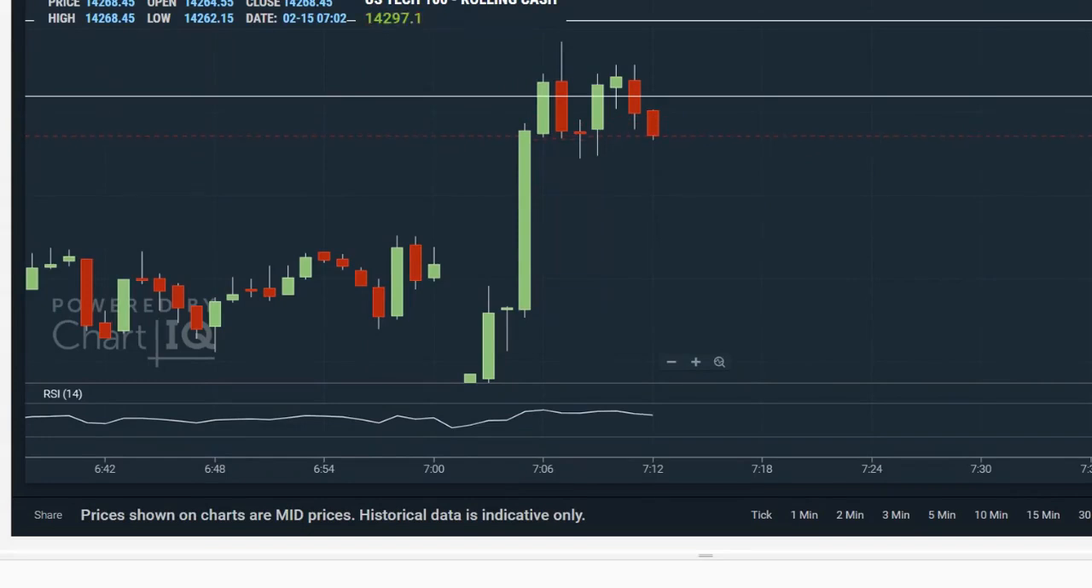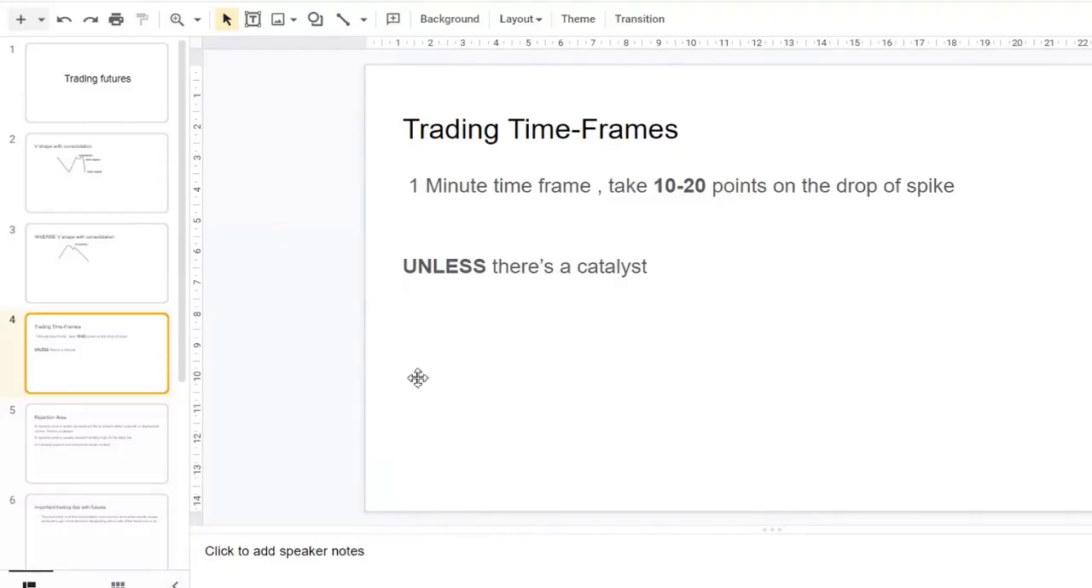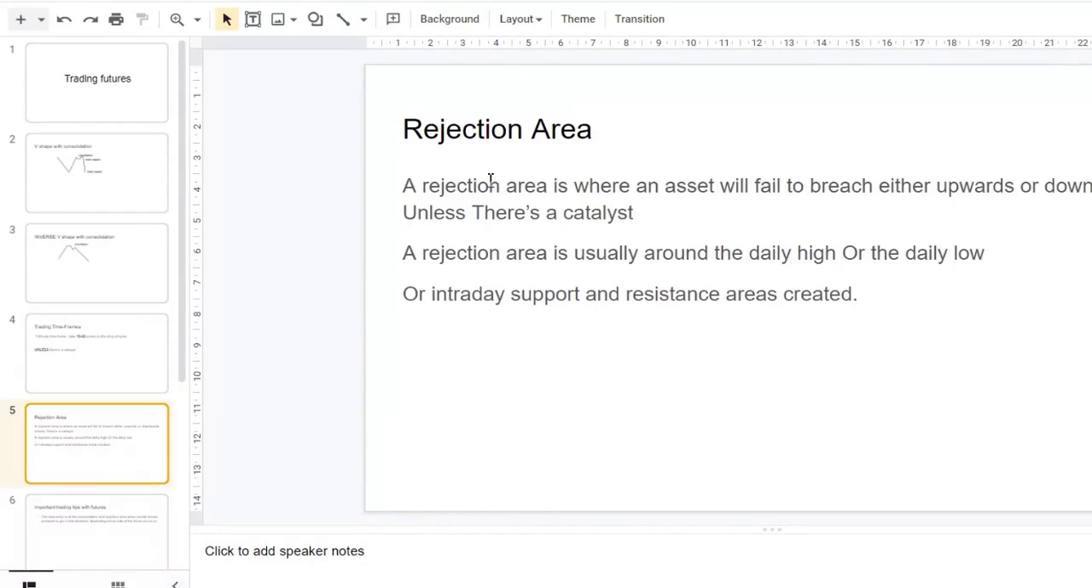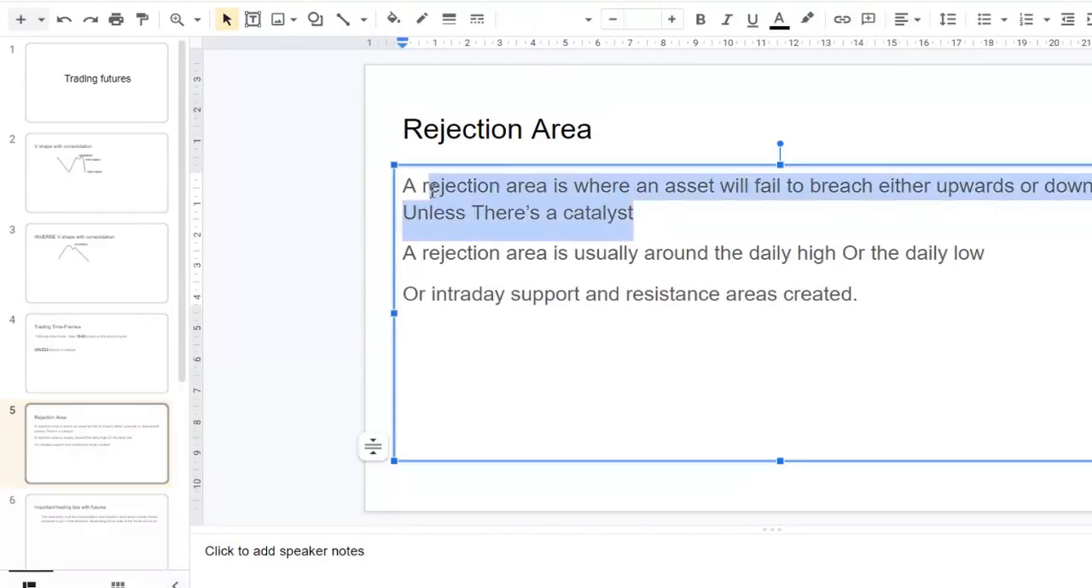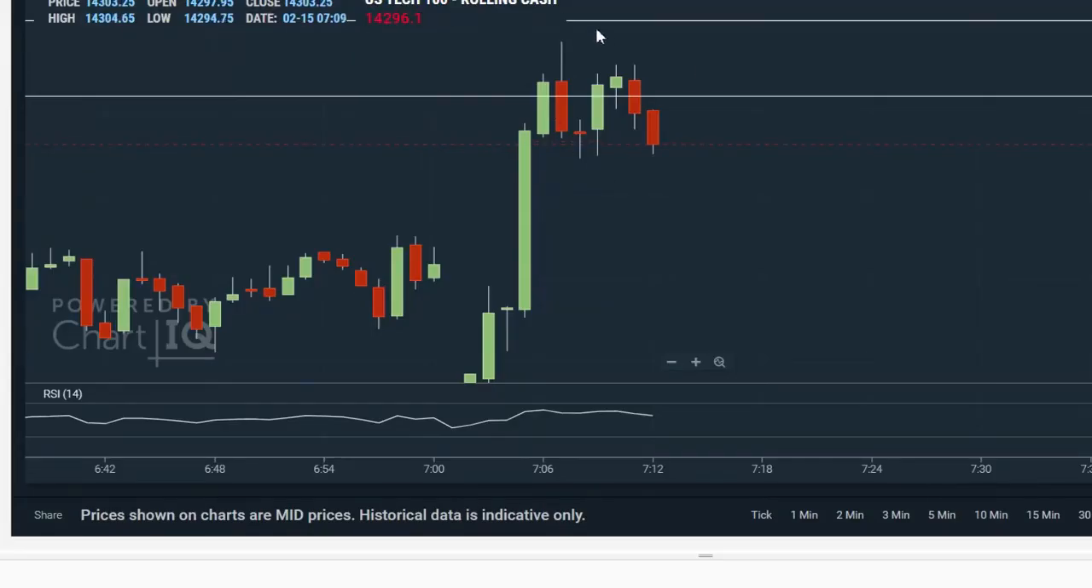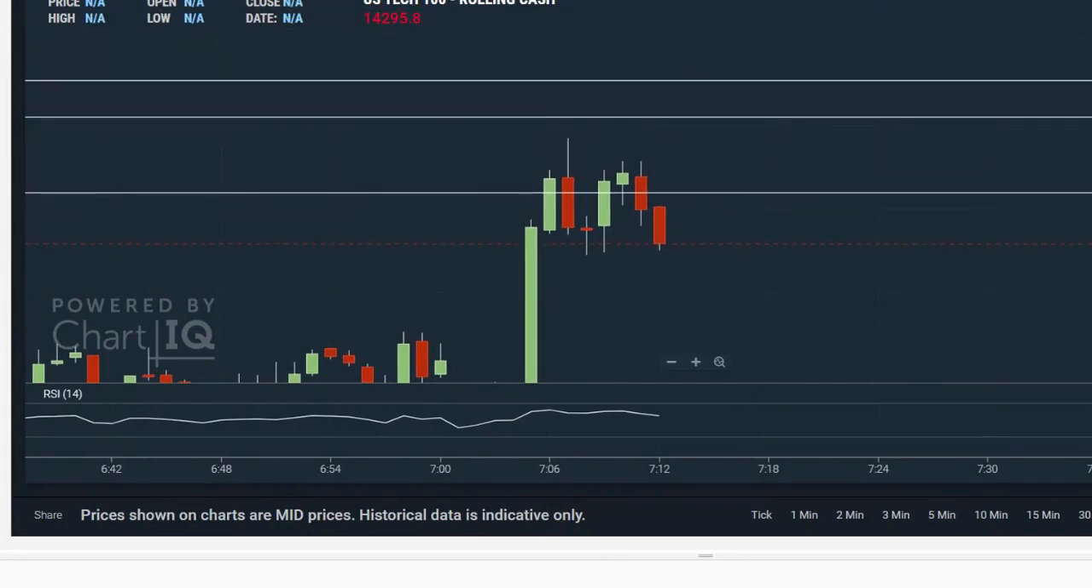So you can see this, it wants to really drop, right? It tried again to break above resistance, which is the top, and it failed. So now it's coming back down. Rejection area. A rejection area is where an asset will fail to breach either upwards or downwards unless there's a catalyst. Guys, you are now looking at it, right? This is the rejection area. It failed. It tried to go above and it dropped. Now it tested it again and it failed.